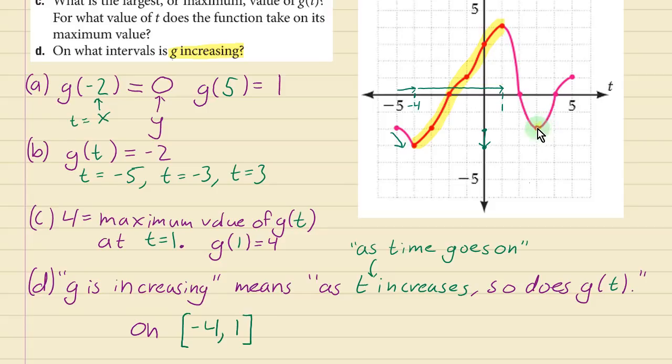But then here, from this point to this point, that's going from t equals 3 there up to t equals 5. It looks like the function values are increasing again. So we can actually say there's two intervals where it's increasing, like so.